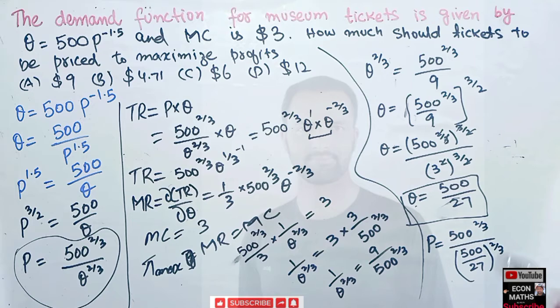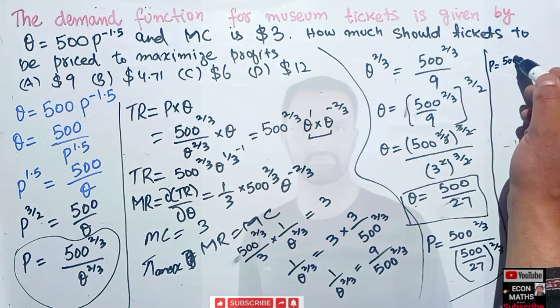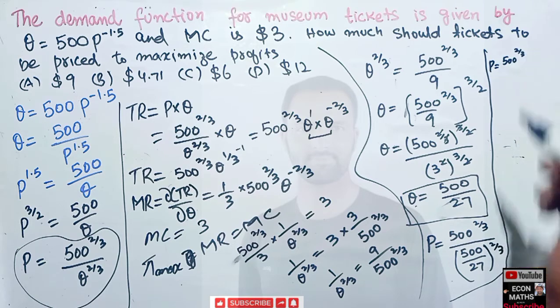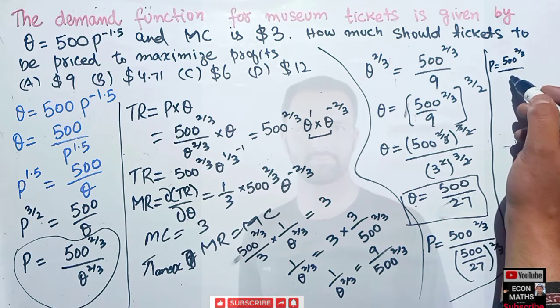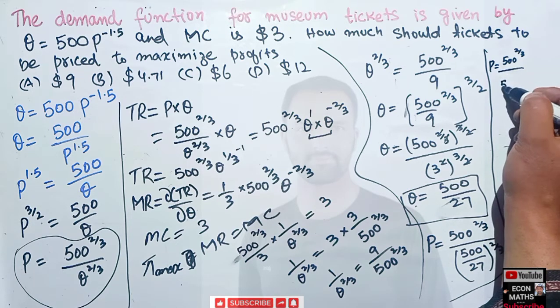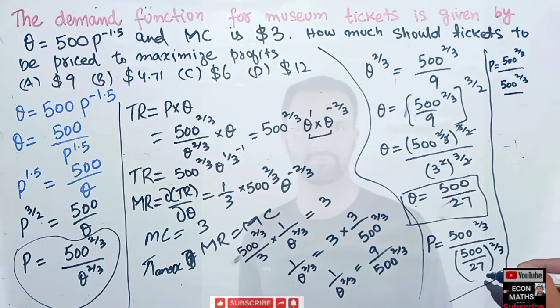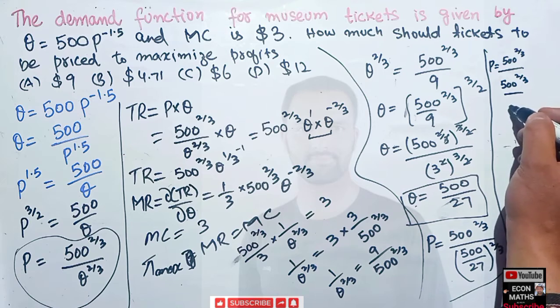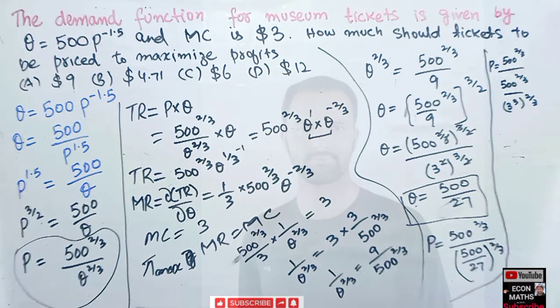Okay, so let me rub something here. I cannot rub this out, so let me write like this. Our p is equal to 500 raised to the power 2 upon 3, divided by 500 raised to the power 2 upon 3 divided by 27, which can be written as 3 cube raised to the power 2 upon 3.